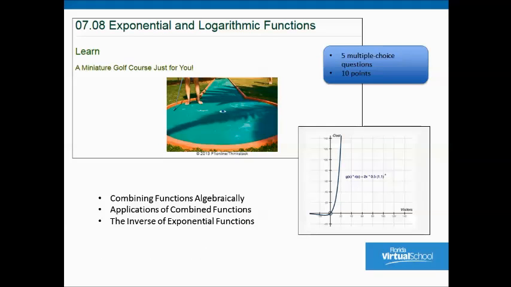708, putting exponential and logarithmic functions together. In this lesson, students learn about combining the functions algebraically, applications of combined functions, and the inverse of exponential functions. The assessment for this lesson is 5 multiple choice questions for a total of 10 points.